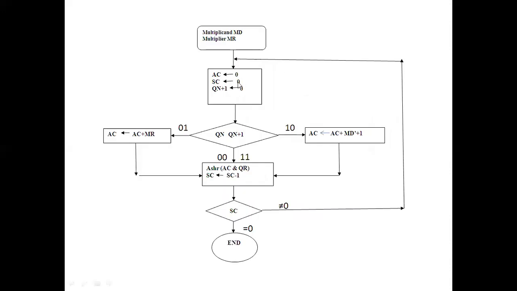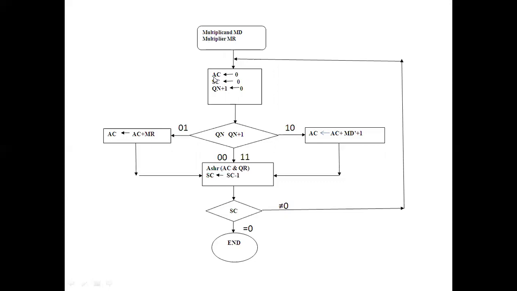In this flowchart, this is basically the flowchart of the Booth algorithm. The description that was given in the previous slide will be explained in terms of flowcharts. First, in the case of the Booth algorithm, we have two things: the multiplicand, that is MD, and the multiplier, that is MR.